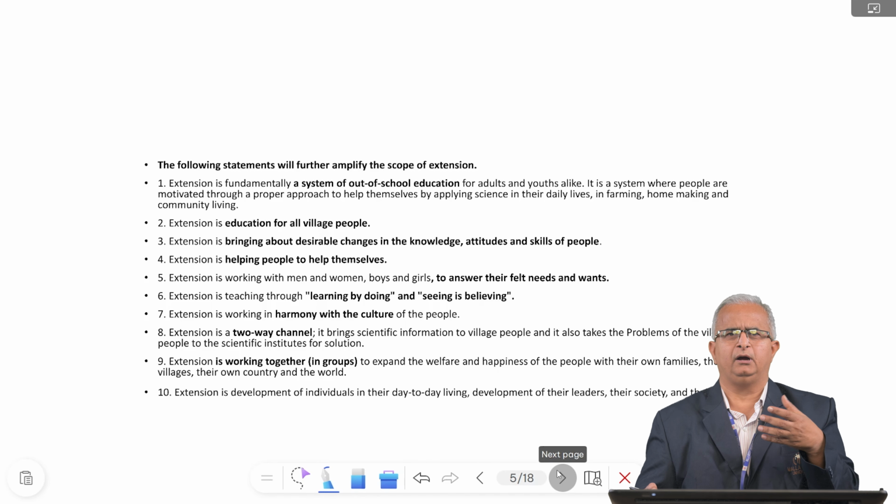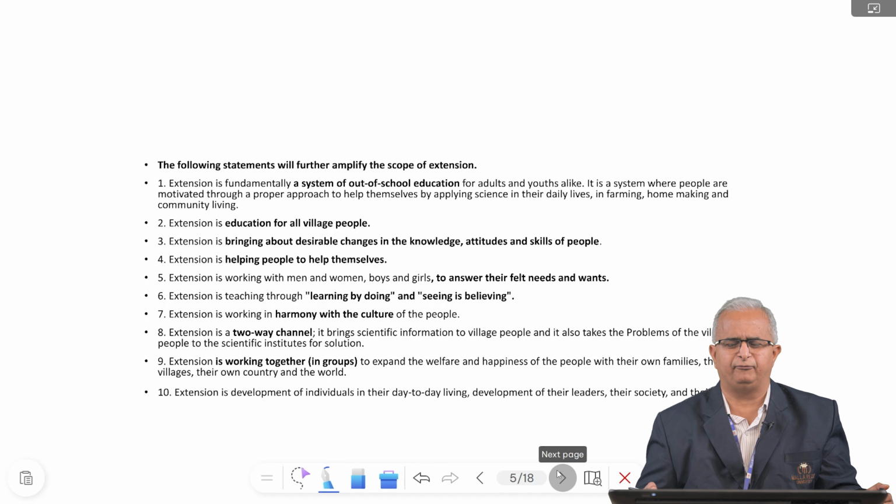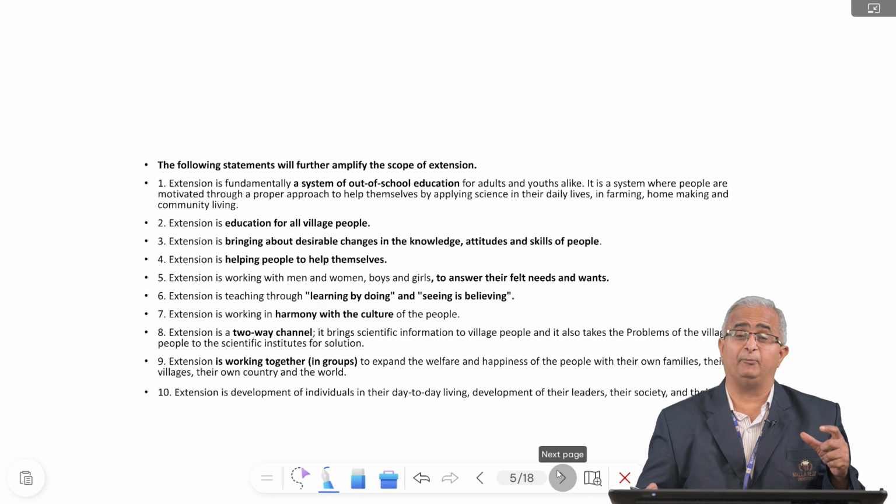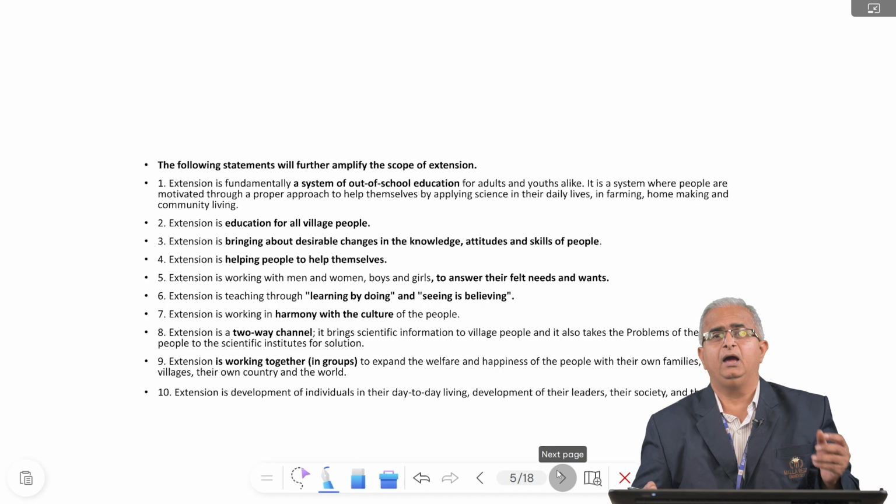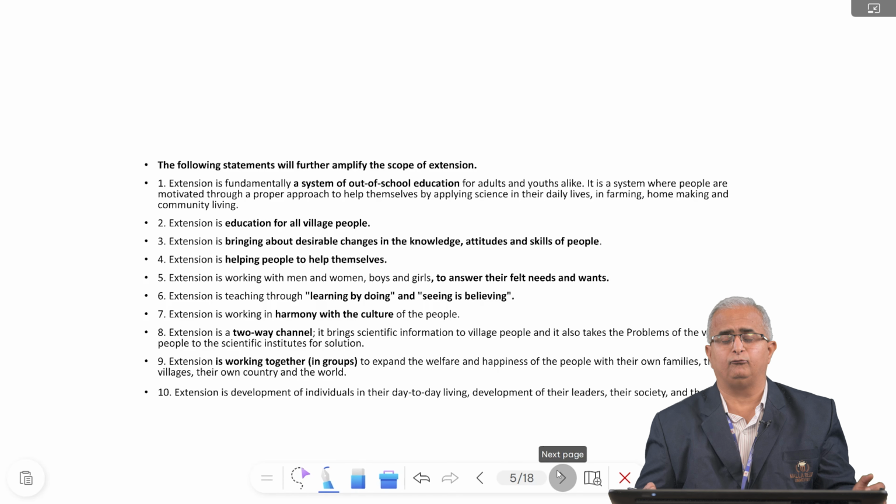What is meant by knowledge? Knowledge is nothing but knowing things. Here, we try to equip them with different kinds of information. And we try to develop a positive attitude towards scientific technology. We want to bring about changes in their attitude and modify the behavioral aspects.